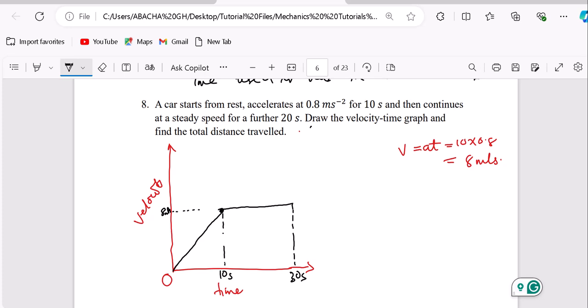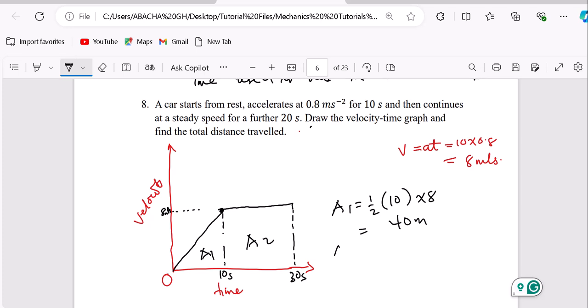And so finding the total distance becomes easy. We find the area here and the area here and add the two. So area 1 is equal to half base times height. What is the base? The base is 10, the height is 8. So this is just 40 meters.